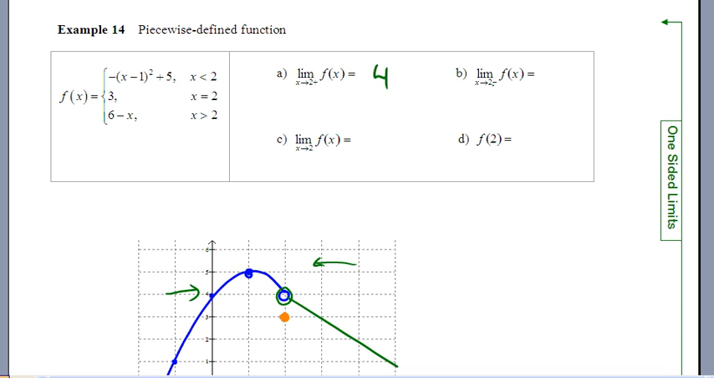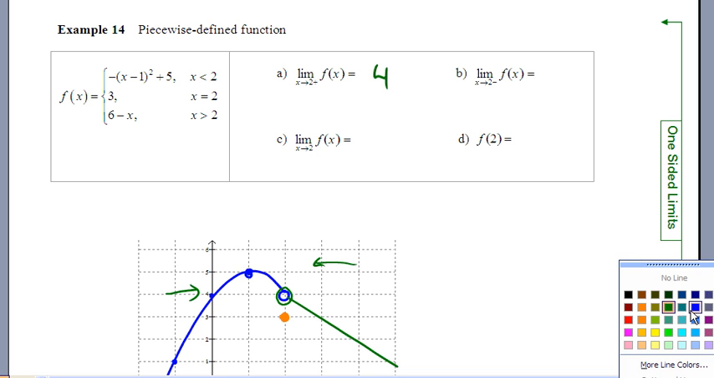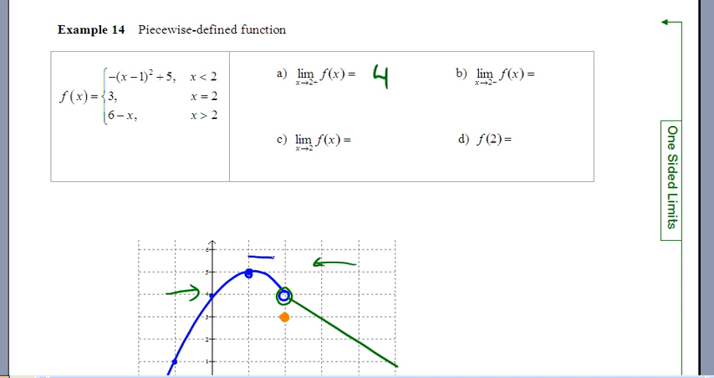What if you approach 2 but from the low side? Okay, that's the blue graph, right? That's coming in this way. And it says, what's the y value doing? So again, I'm looking at the y value. It looks like a 4 also.